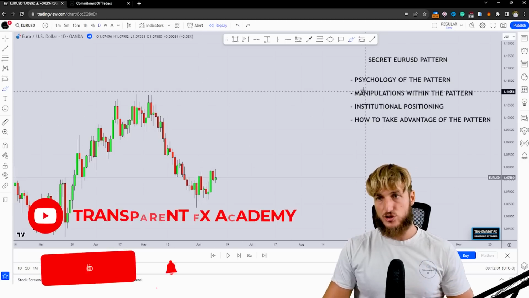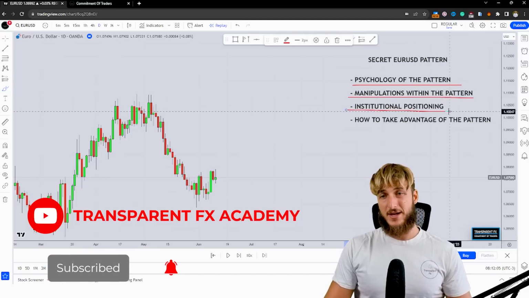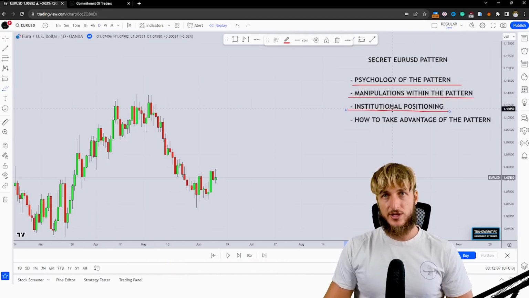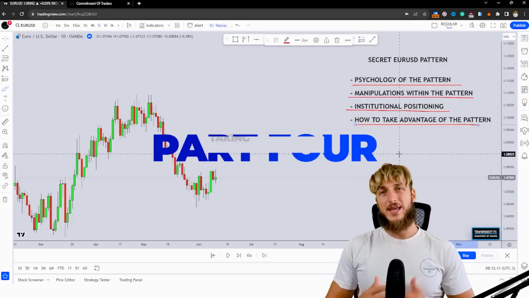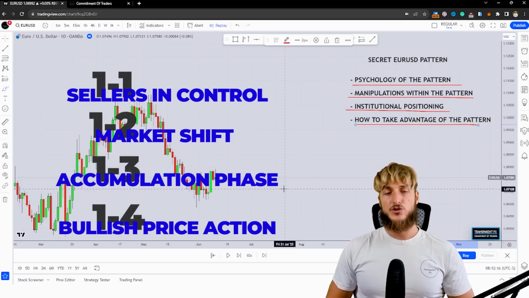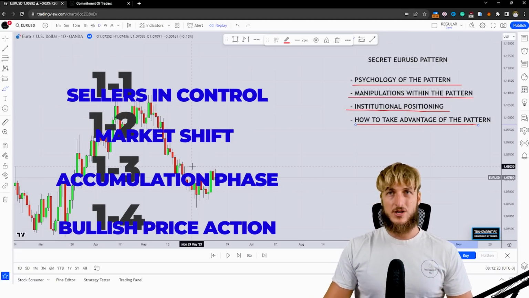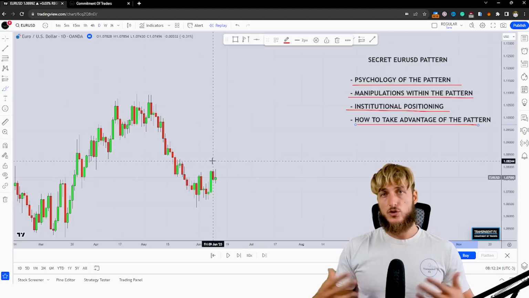This is the psychology of the pattern. We also spoke about the manipulations inside of the pattern. We spoke about the institutional positioning inside of the pattern. Now we have to speak about how potentially we could take advantage of this pattern. Well, if you have everything else, so you understand the pattern, you see that it's actually playing out, you see that institutions are adding longs, how could you potentially use this pattern to your advantage?